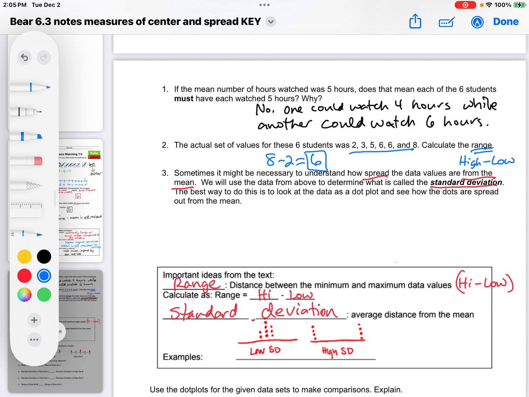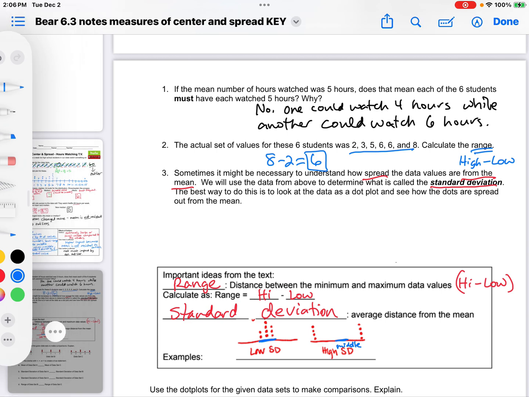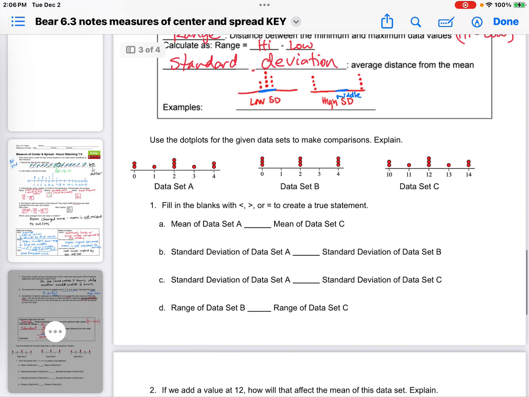Okay, so the smaller the standard deviation, the closer the dots are to the middle. So if we look at these examples, for a low standard deviation, notice that these dots are very centered in the middle. Whereas for the high standard deviation, here's our middle, but the dots are far away. So the further away the dots are from the middle, the higher the standard deviation. All right, so let's look at some examples.